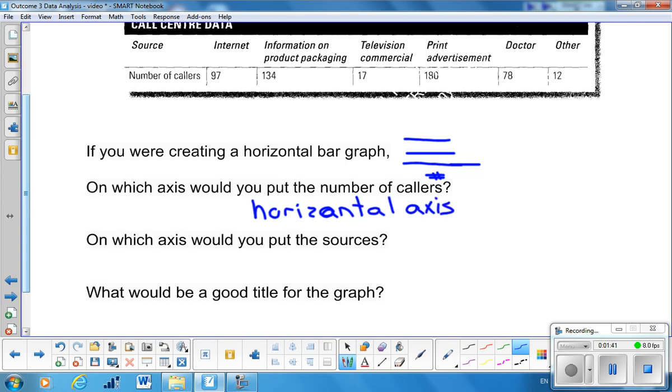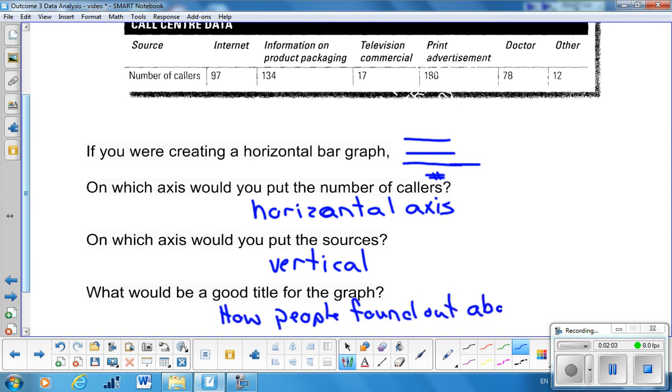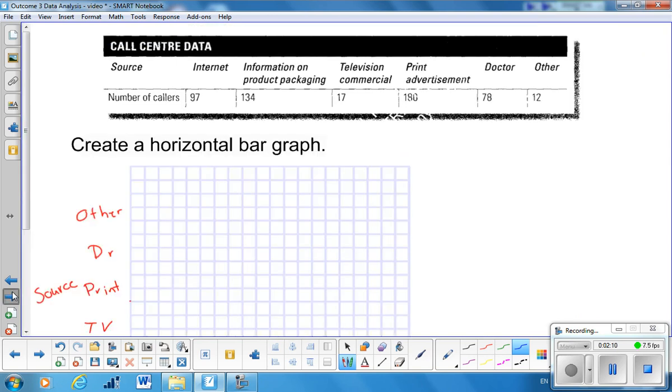On which axis would you put the sources? The sources would then be on our vertical axis. What would be a good title for the graph? Well, our title could be how people found out about the call center. Okay, let's actually go ahead and graph that information.